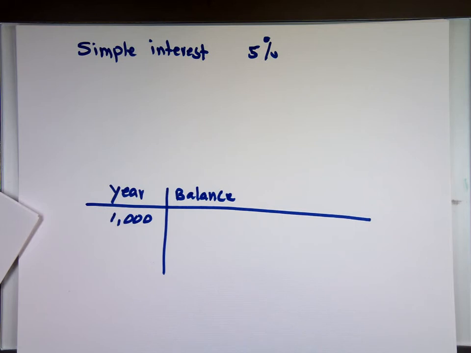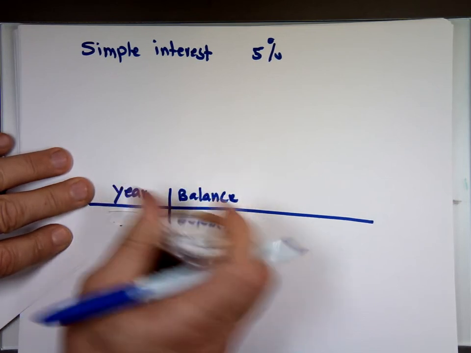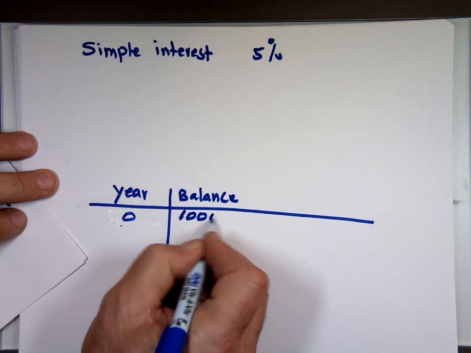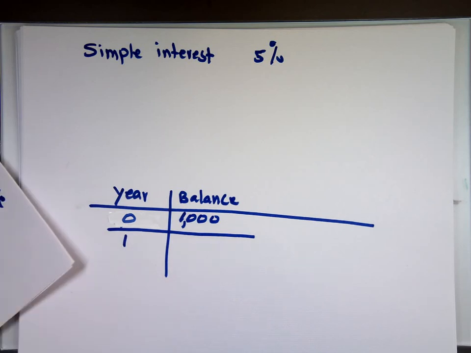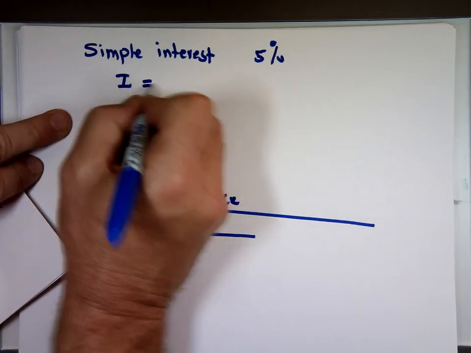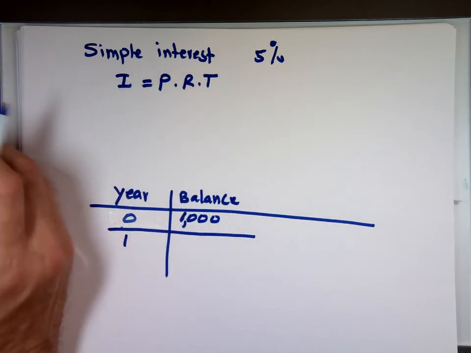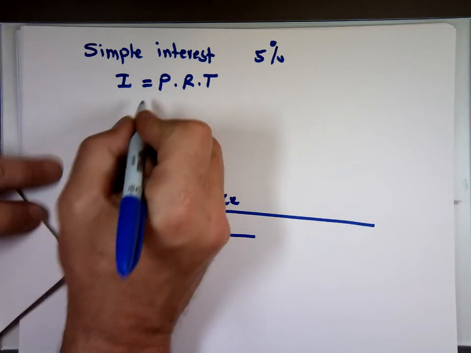So at year 0, I should have made a nicer chart. I already messed up the chart. Today, when I took the money, that's year 0. It's $1,000. That's what I owe Uncle Joe right now. One year from now, how much do I owe him? Well, the interest is the principal times the rate times the time. That's how we calculate interest. Principal times rate times time. What's the principal? How much money did you borrow from Uncle Joe?